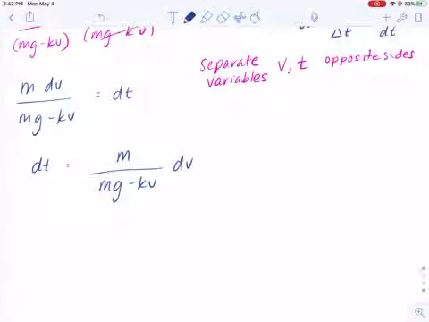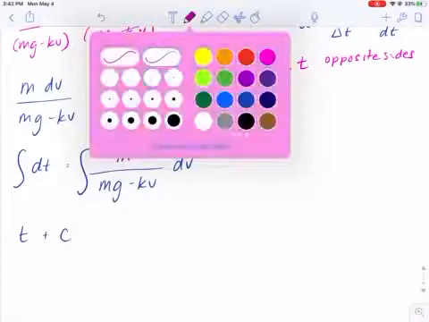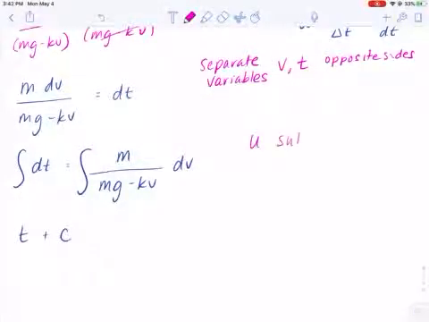All right, well, that's great. Now how am I going to solve this thing? It's got derivatives in it, and to undo a derivative, I need to do an integral. Right now, this is an indefinite integral. So the integral of dt is just t plus some constant. And on the right side, I'm going to have to use u substitution, and I'm going to set u equal to mg minus kv.